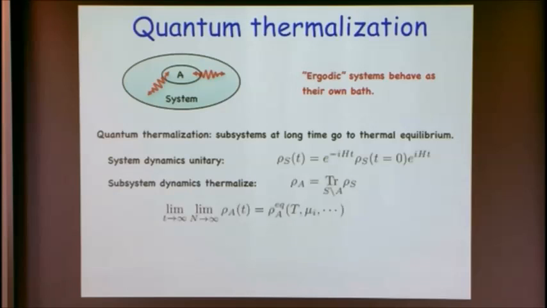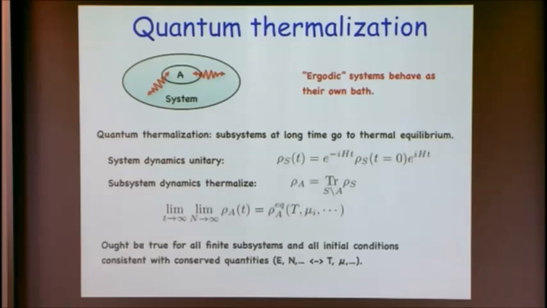So, as I said, this idea of thermalization ought to be true for all finite subsystems and all initial conditions consistent with the conserved quantities. And if it is true, then that's ergodicity in the quantum setting. That's how we can justify quantum statistical mechanics, writing trace e to the minus beta H as a useful thing to do to calculate observables.